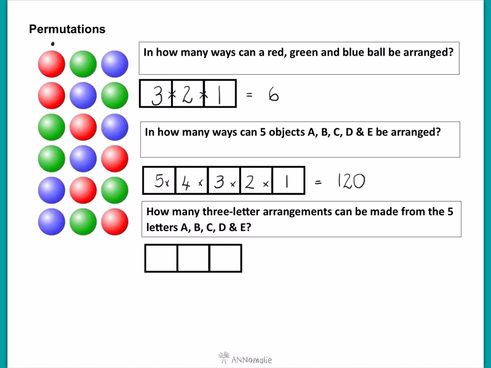How many 3-letter arrangements can be made from the 5 letters A, B, C, D, E? Now in this case, we are not using all the letters. So for the first position, we've got 5 letters to choose from, then 4, then 3, giving us 60 arrangements. And that then is permutations, where order matters.